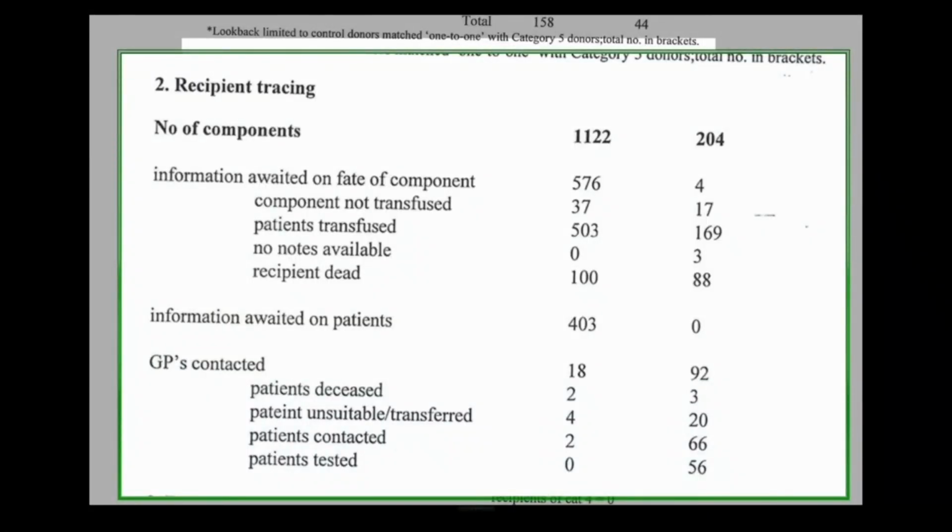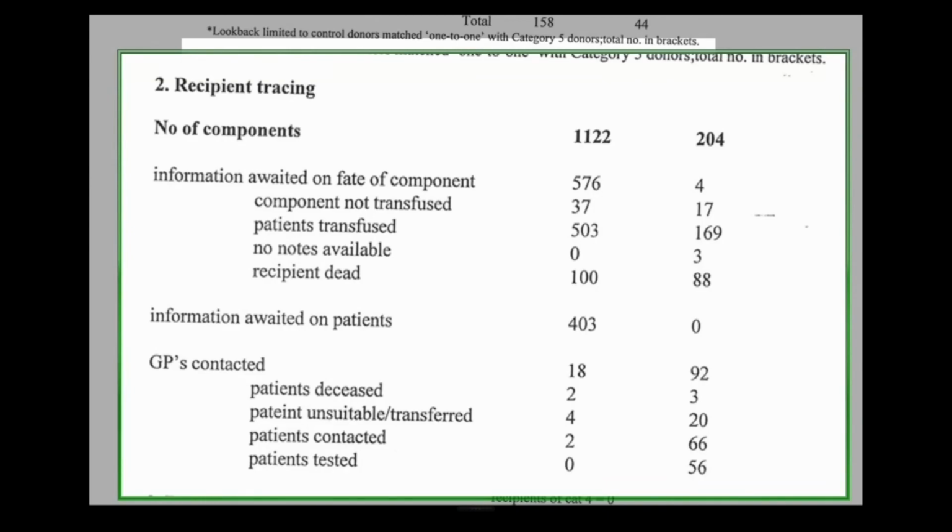The first column is in relation to South Thames. The second column is in relation to East Anglia. And we can work our way through identifying the number of components in South Thames was 1,122. And at that stage, information was awaited on the fate of 576 components. Information that was awaited on patients was 403 in South Thames, whereas in East Anglia there was just 204 components, of which 4 the fate of the component was awaited, and nothing was awaited in relation to particular patients.